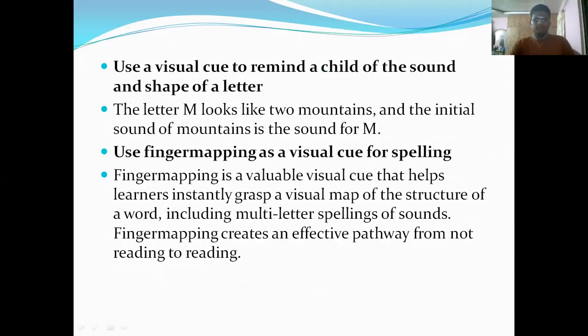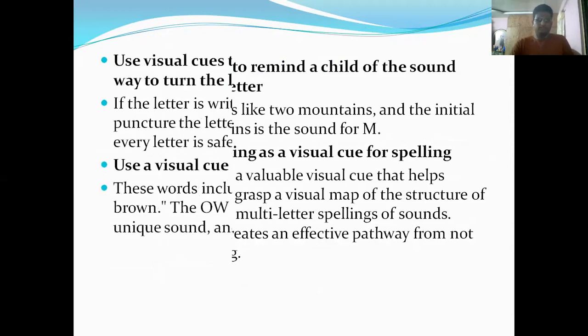You can use visual cues to remind a child of the sound or the shape of a letter. The letter M looks like a mountain. Use finger mapping as a visual cue for spelling. Finger mapping is a valuable visual cue that helps a learner instantly grasp the visual structure of a word.